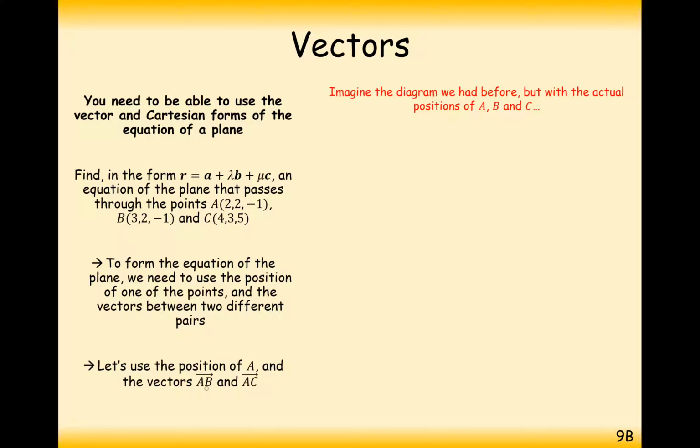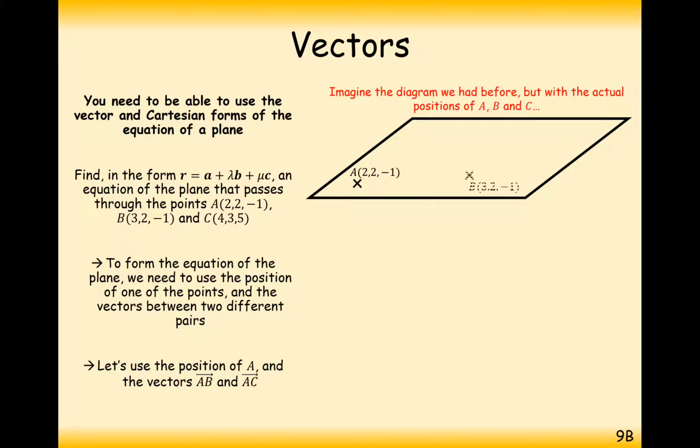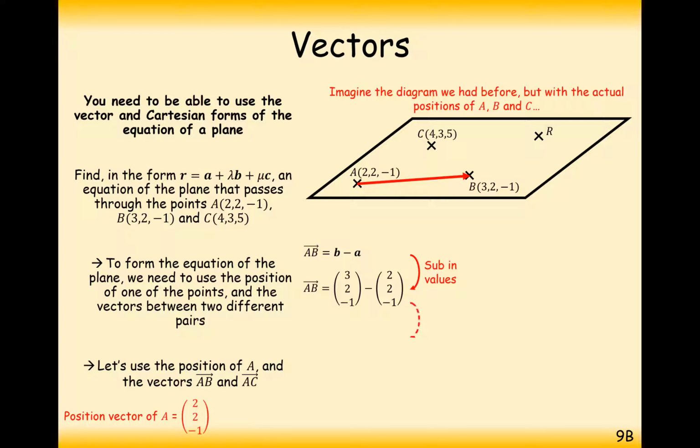We need to know how to get from A to B, and we need to know how to get from A to C. So, the starting position, that's easy. That's 2, 2, minus 1. The difficult one is how do we get from A to B? Well, the shortcut way of working out how to get from A to B is by doing position B, take away position A. So let's go ahead and do that. Coordinate B, take away coordinate A, gives us 1, 0, 0. That's simplified quite nicely. Okay, that's easy.